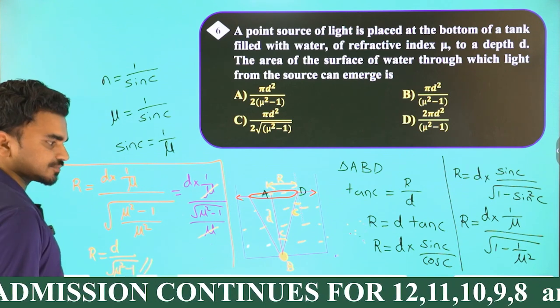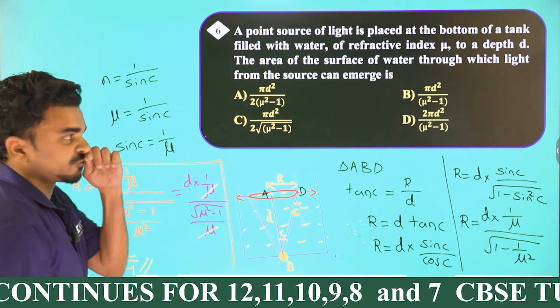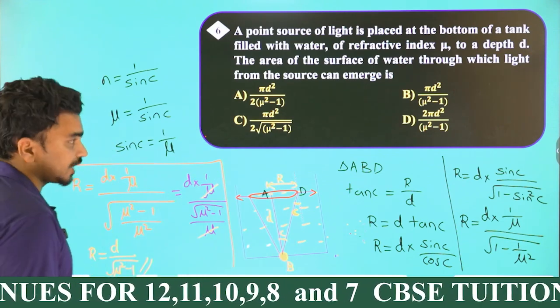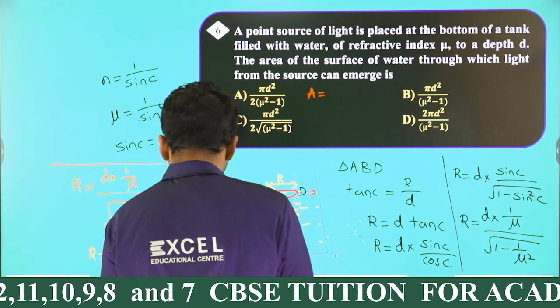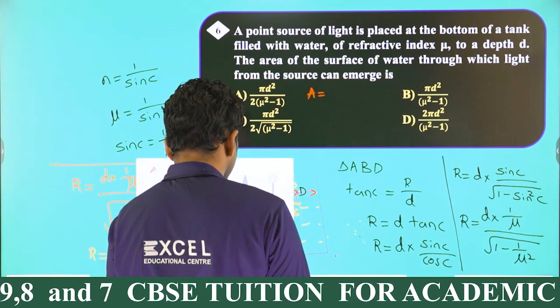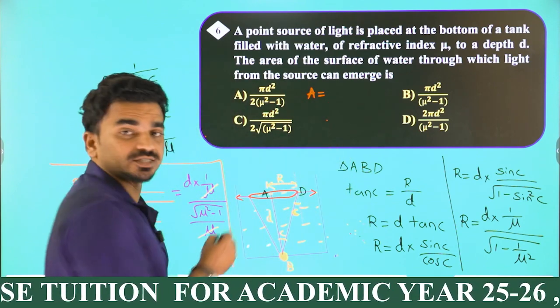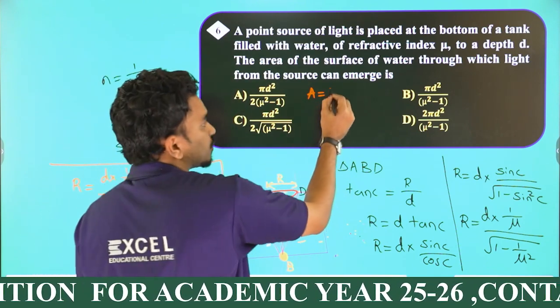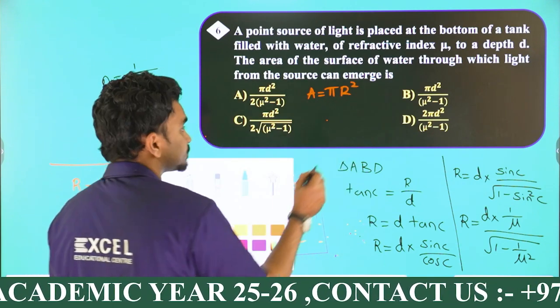That's the radius. How do I find the area then? Once I got the radius, finding the area is very easy. How will you find the area? Let me find the area here. If the radius is known, the area of a circle will be what? Pi r square. The area of a circle is pi r square.